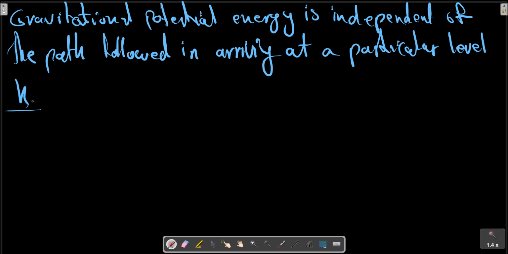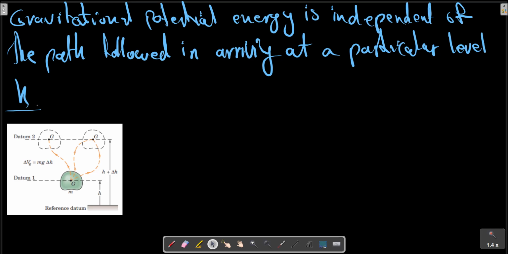Thus, the body of mass m, for example in this picture, has the same potential energy change no matter which path it follows in going from datum plane 1 to datum plane 2, because delta H is the same for all three paths.